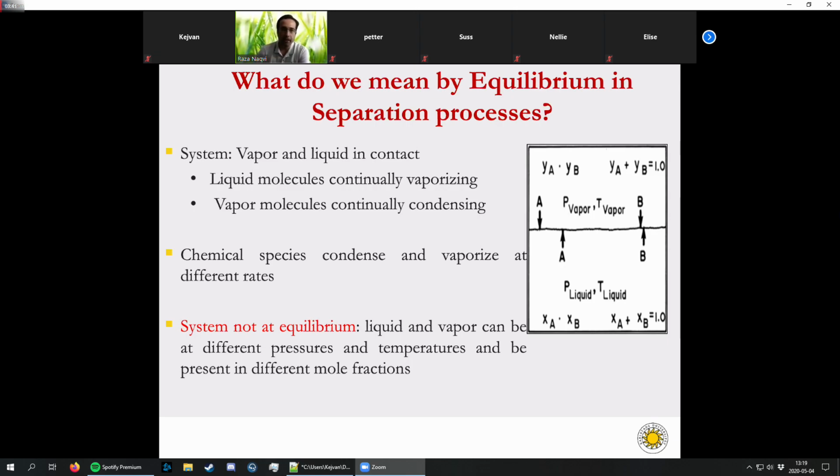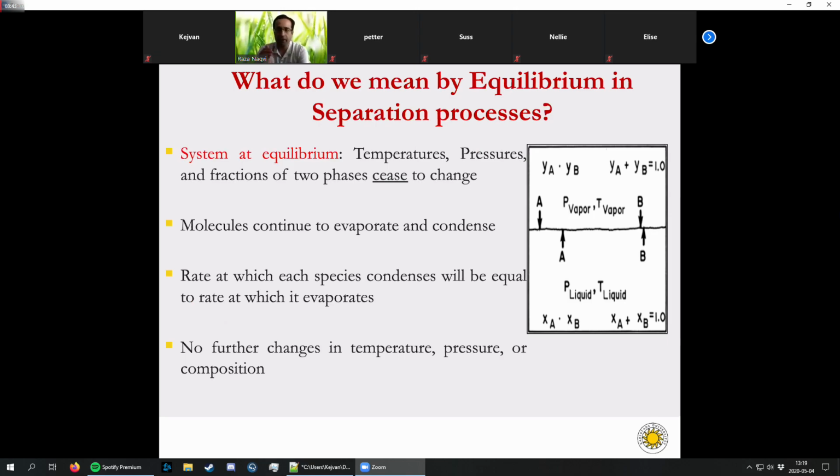But if equilibrium is achieved, the rate of vaporization for those species will be equal to the rate of condensation. So the rate at which component A is evaporating will be equal to the rate at which it is condensing, and it is similar for component B. In this situation, the temperature, pressures, and the mole fractions of the two components cease to change. They do not change anymore, right?